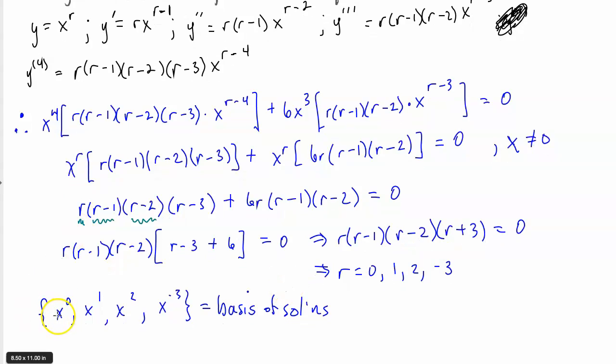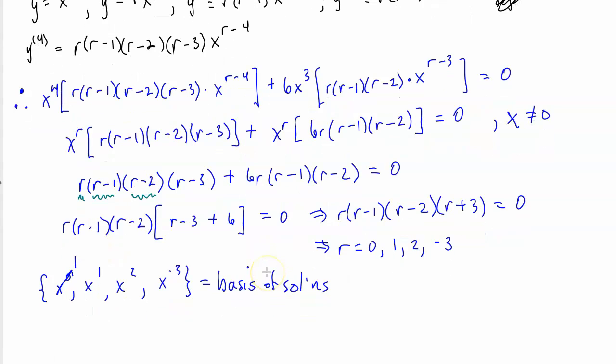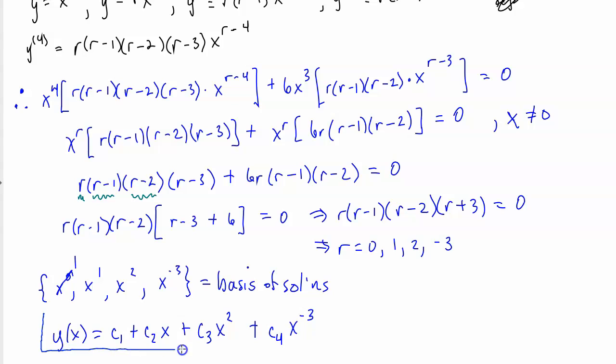And so x raised to the 0, of course, is just 1. So our final general solution here will just be C1 plus C2x plus C3x squared plus C4x raised to the negative 3. And that would be our final answer for this particular equation.